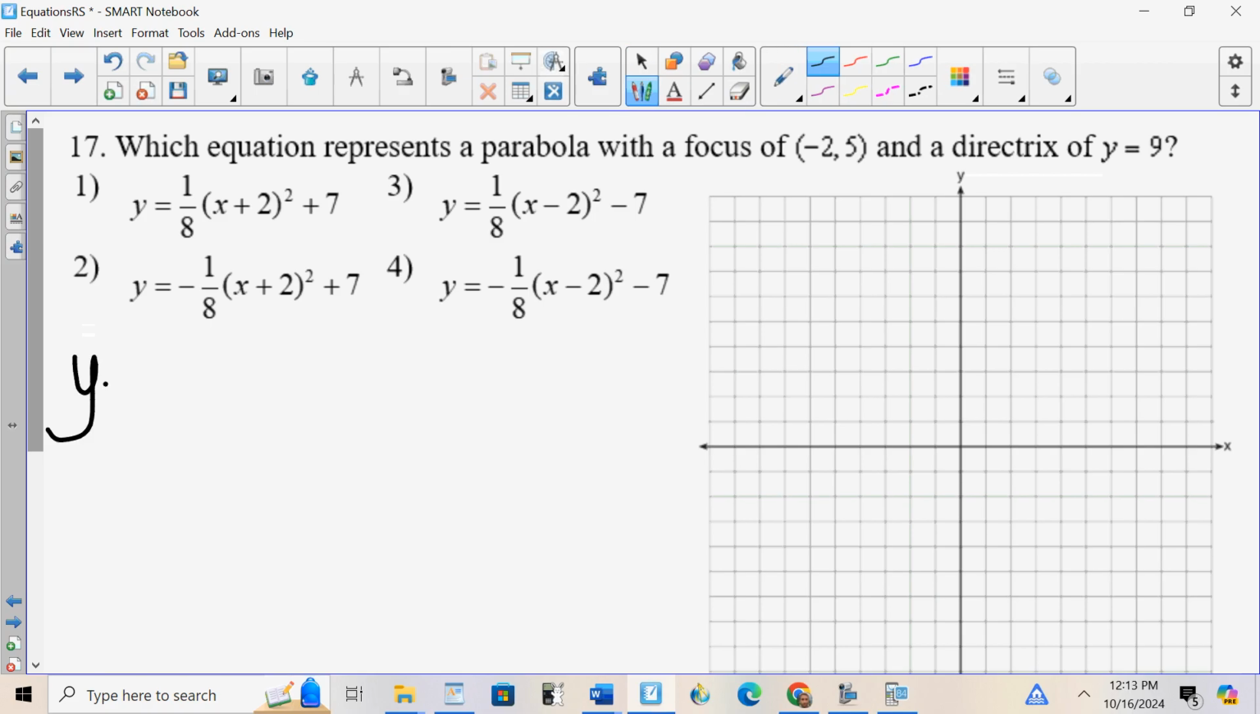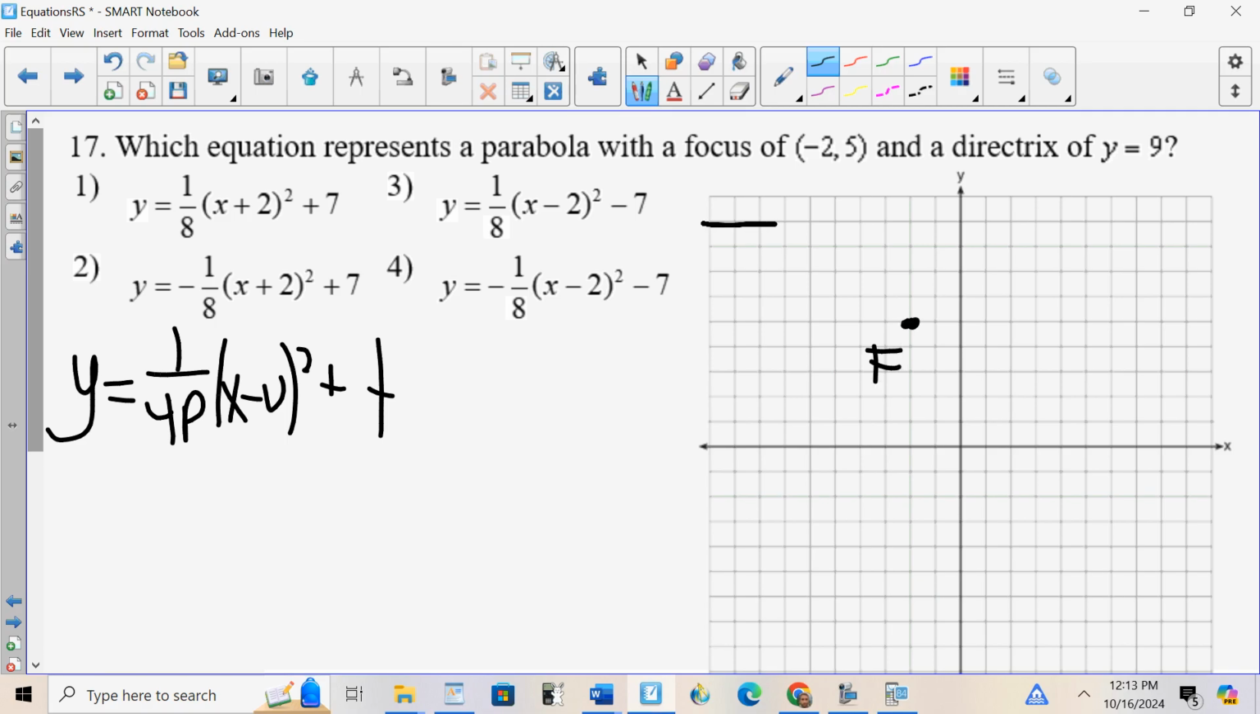Y equals 1 over 4p times x minus v squared plus t. Focus is negative 2, 5. Directrix is y equals 9. I know that the vertex is always in between the other two, so it's got to be in between these two. So it's 1, 2, 3, 4. Half of 4 is 1, 2. That's your vertex. It can't touch the directrix, so it's got to open down.